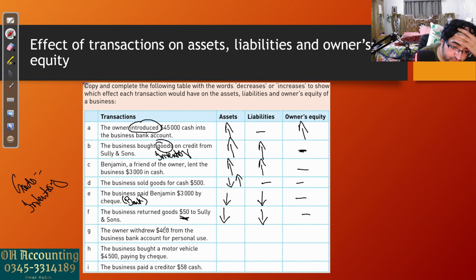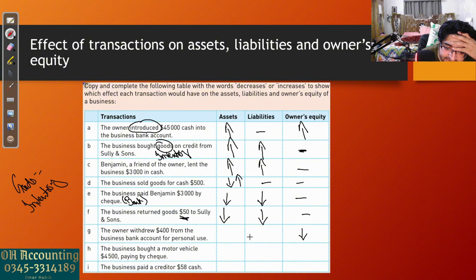The owner withdrew $400 from the business bank account for personal use. First of all, the owner is taking home money from the business. I told you these are called drawings, and they reduce our capital. They are deducted from capital. So I will make an arrow downwards to show the impact on capital, that the capital is going down. It is decreasing in value.